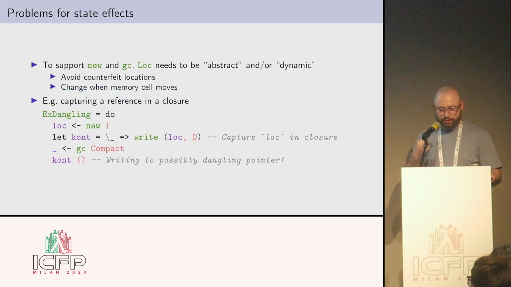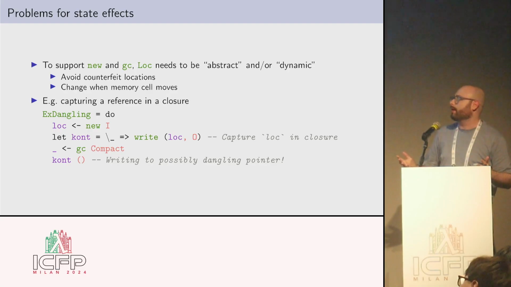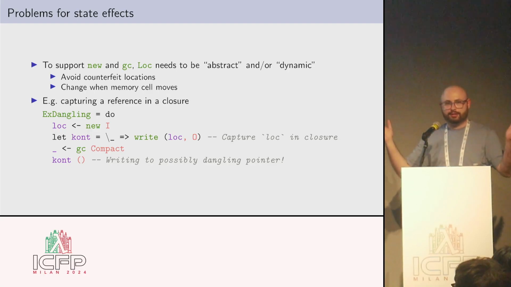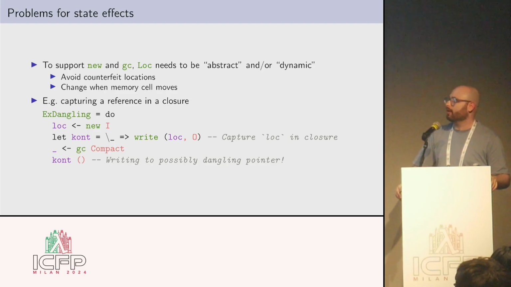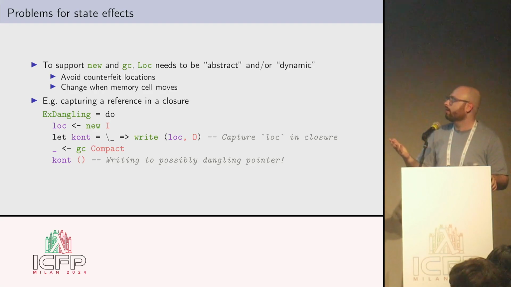If we want to support new and GC, the location type needs to be abstract or dynamic. Specifically, we want to avoid creating counterfeit locations. We don't want to materialize a location, say if your pointers are just integers and your type system doesn't help you. If you materialize a location which you didn't get from new, then you could reference memory that is unallocated or garbage or whatever. So we want to avoid that. Also, if you do garbage collection, that could rearrange your memory, and so you want to make sure that you're still talking about the same place in memory that you thought you were. You want to be able to respect changes in memory location.